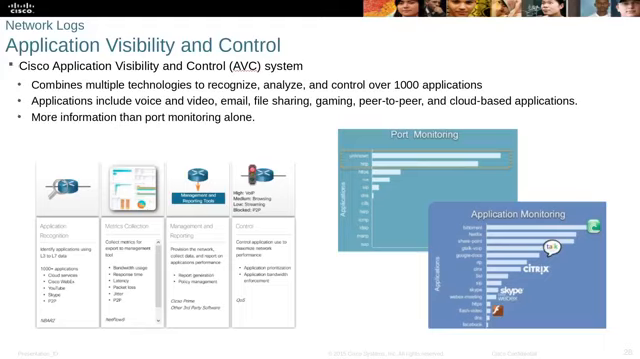NBAR 2, that's network-based application recognition 2, will actually support over 1,000 network applications. Very, very powerful piece of software. There is a video link on section 11.233 where they will explain precisely what Cisco application visibility and control can do, and it is an extremely powerful tool.